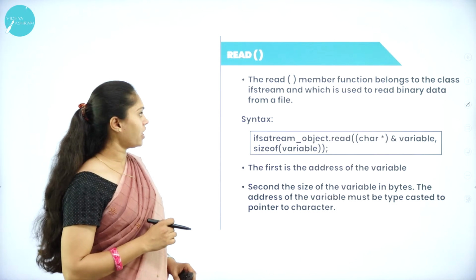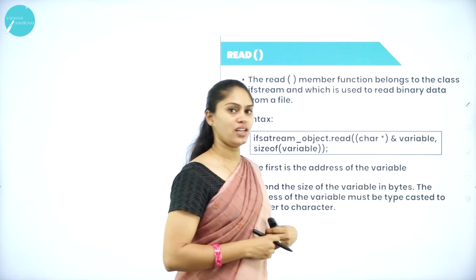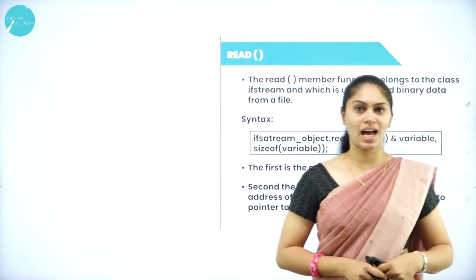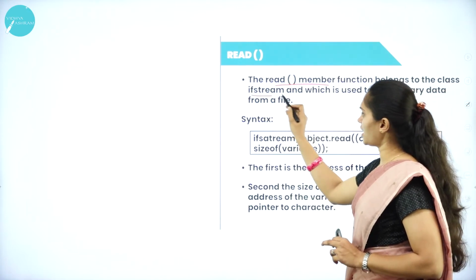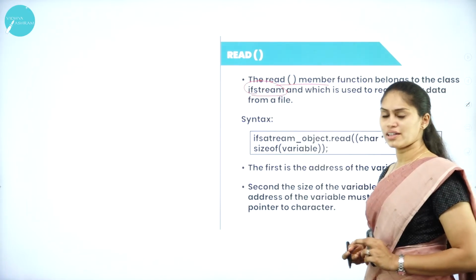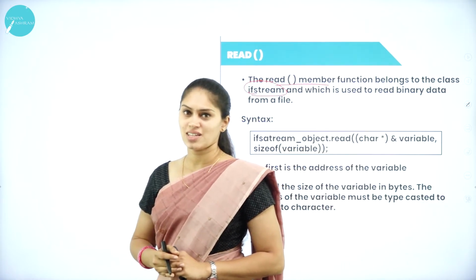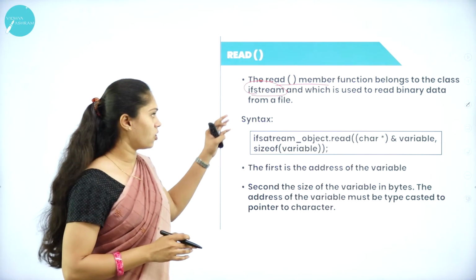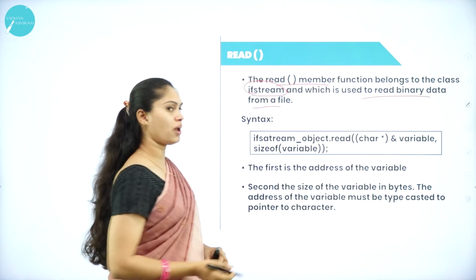Then how can I use the read member function with the binary file? Let me have a look here. The read member function belongs to ifstream, because read is nothing but input. If it is input, then it belongs to which stream? ifstream, right? So mainly, it is used to read the binary data from a file.